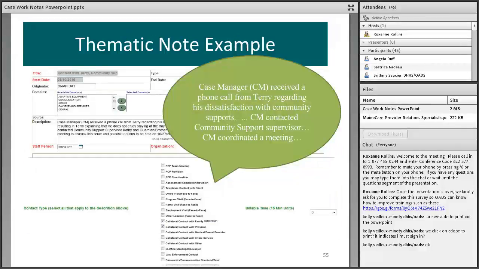To give an example, this is a thematic note. The case manager received a phone call from Terry regarding his dissatisfaction with community supports. CM contacted community support supervisor, and then the CM coordinated a meeting. Now, the way the note's written out, it makes it seem like all these contacts happened in rapid succession, one right after another.